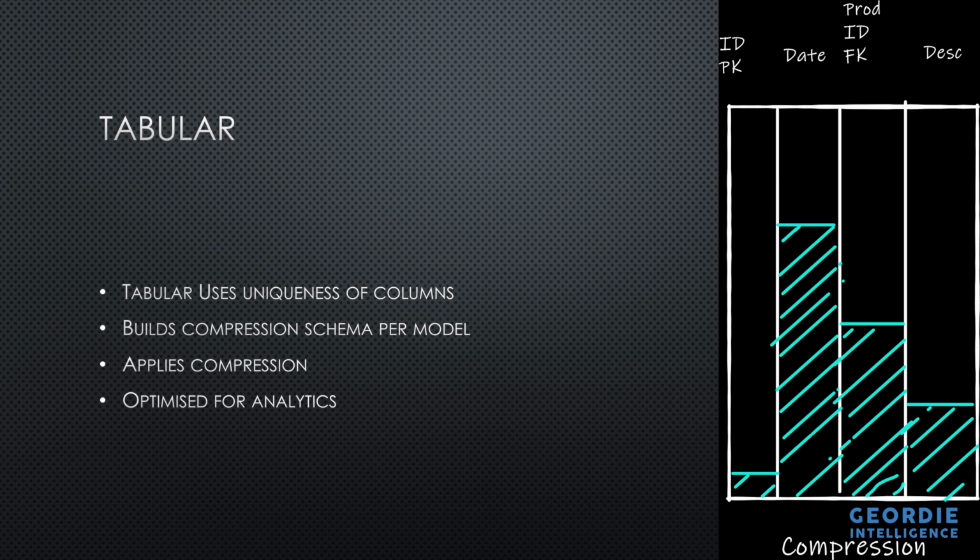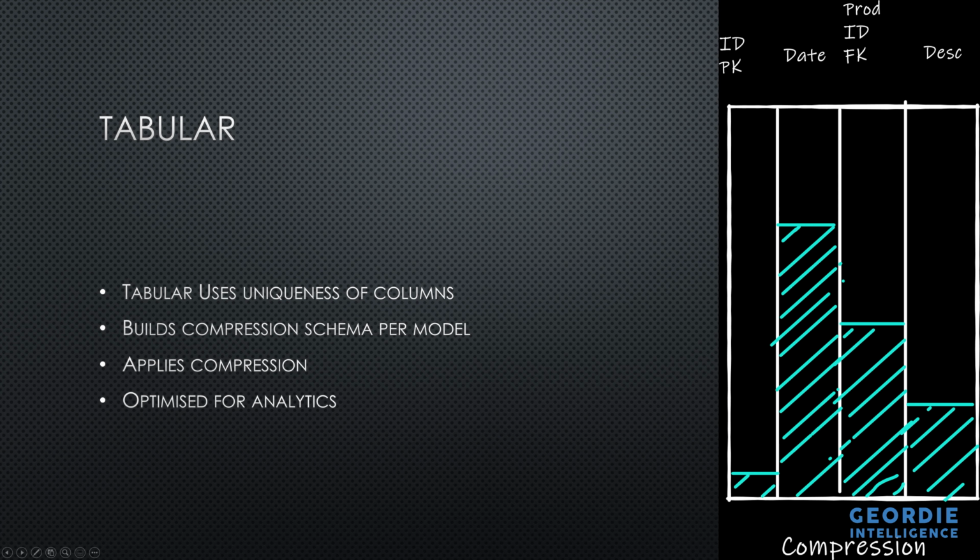So tabular will look at it and it will say, I've got 4 columns here. I need to work out how I can compress them. So it'll look at each one and see what the uniqueness is. And then the less unique a column is, the more it can be compressed. Other columns are compressed differently as well, but that's the general rule of thumb.